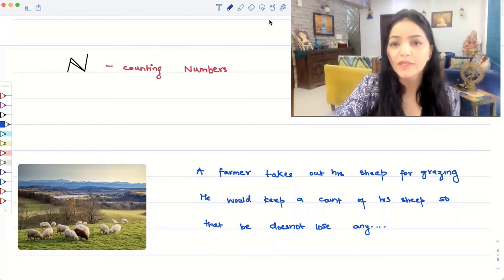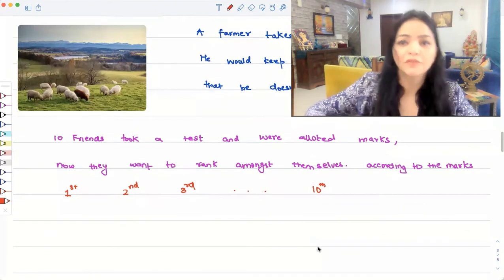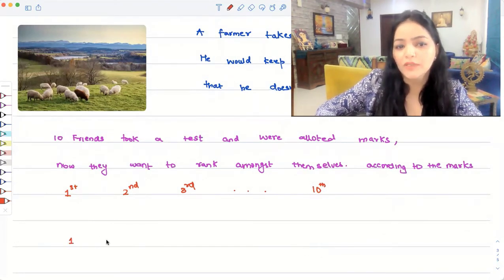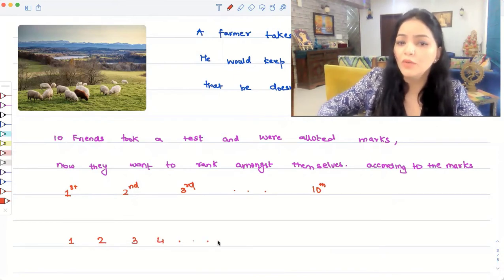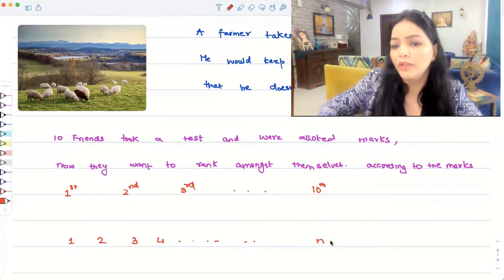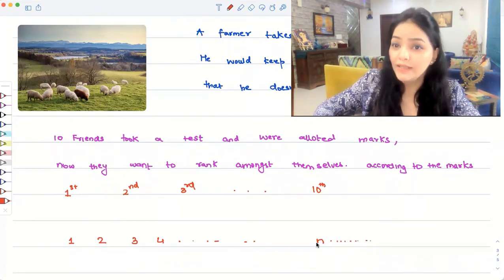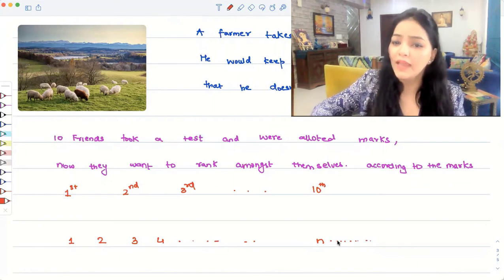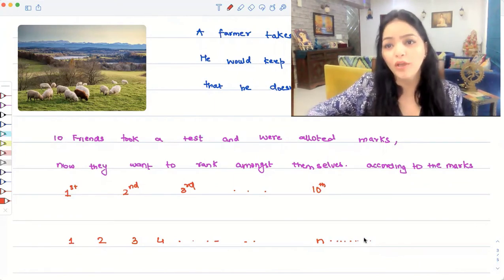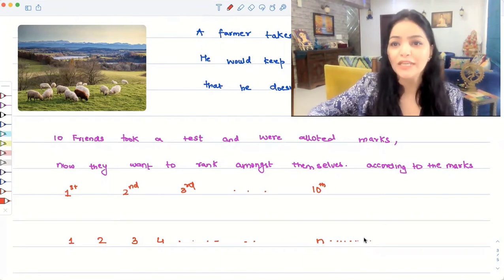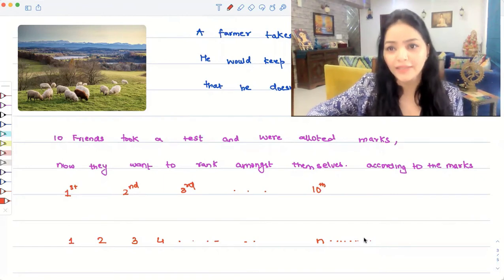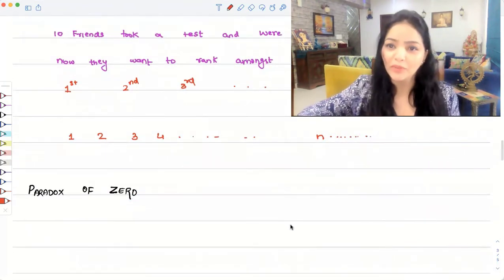Natural numbers start with 1 because this kind of counting starts with 1. So natural numbers flow like this: 1, then comes 2, then 3, then 4, and so on and so forth. They go on and on and on. We can call n for some nth term, and again, there's no stopping to it. I will talk about infinity after some time in some other lecture, and there we will again pick up this topic.